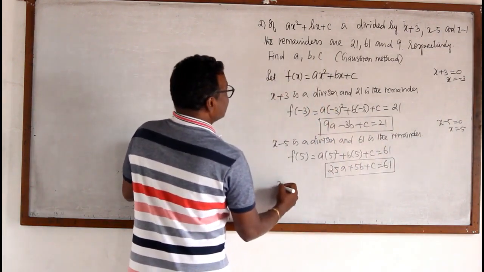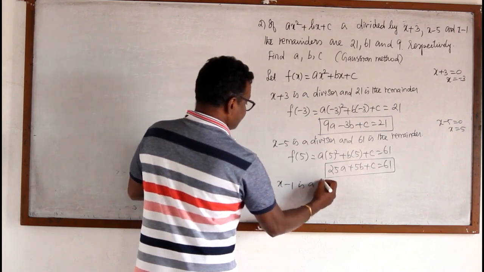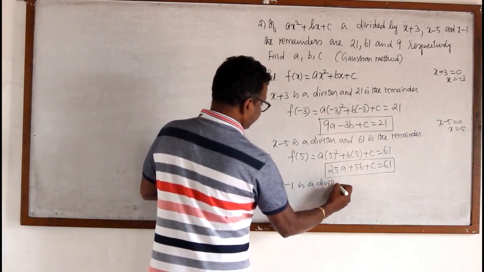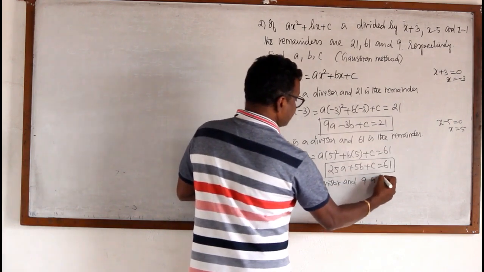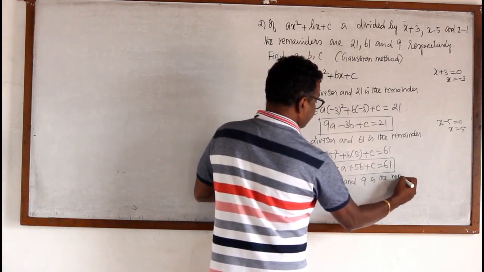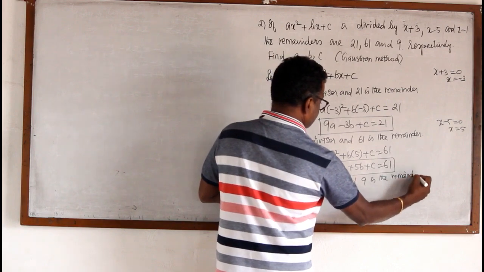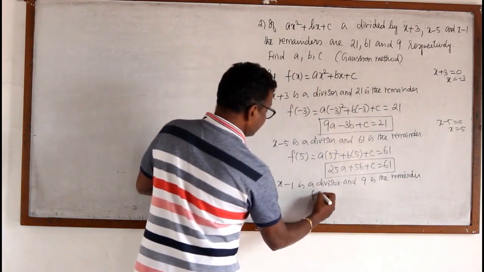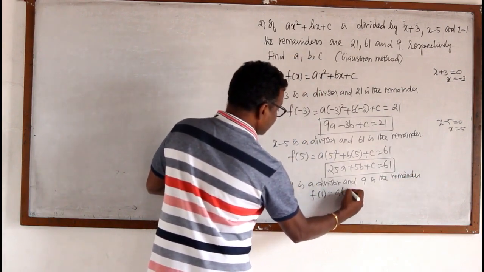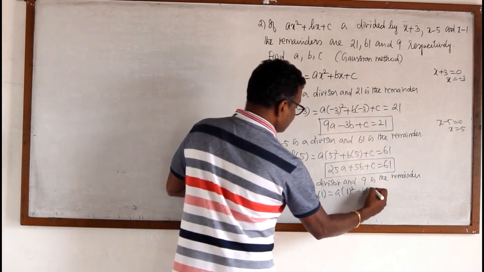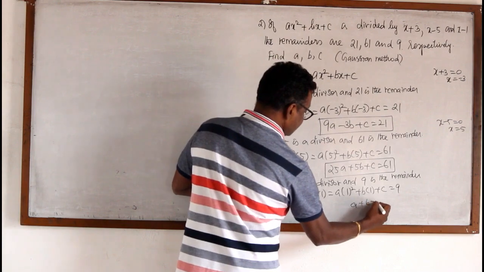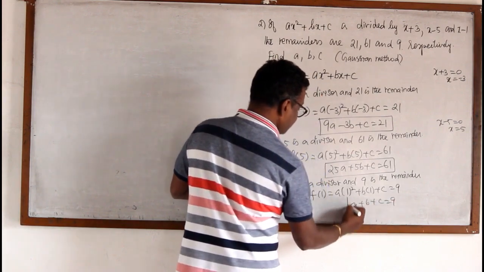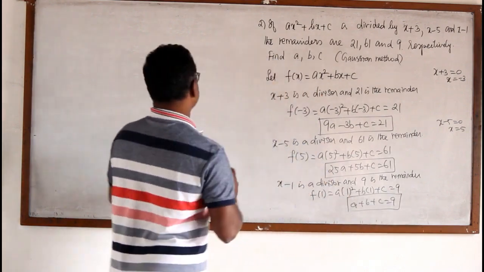Similarly, x minus 1 is a divisor and 9 is the remainder. In that case, f of 1 equal to a into 1 square, b into 1 plus c equal to 9. It is a plus b plus c equal to 9. So we got three equations.